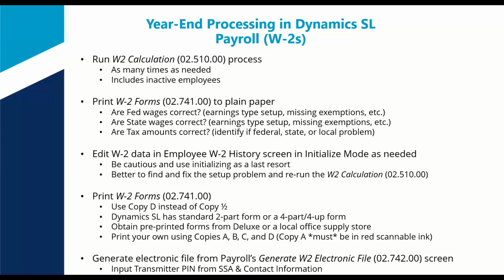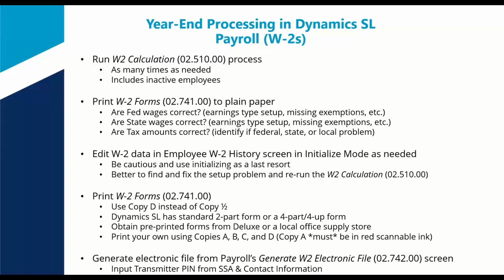So once you have all your numbers verified, then go ahead and print your W-2 forms. You can use copy D instead of copy 1 or 2. Dynamics SL contains the standard 2-part form or a 4-part, or some people call it 4-up form. You can obtain pre-printed forms from Deluxe or most local office supply stores.